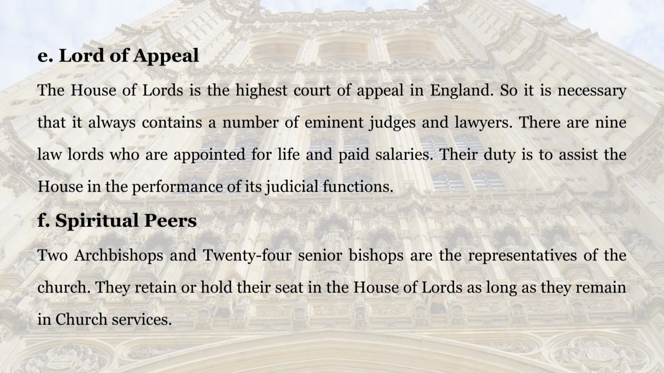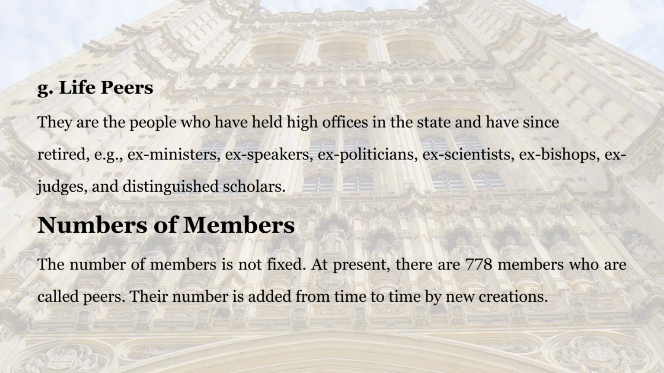F. Spiritual peers. 2 archbishops and 24 senior bishops are the representatives of the Church. They hold their seat in the House of Lords as long as they remain in church services. G. Life peers. They are the people who have held high offices in the state and have since retired, for example, ex-ministers, ex-speakers, ex-politicians, ex-scientists, ex-bishops, ex-judges, and distinguished scholars.